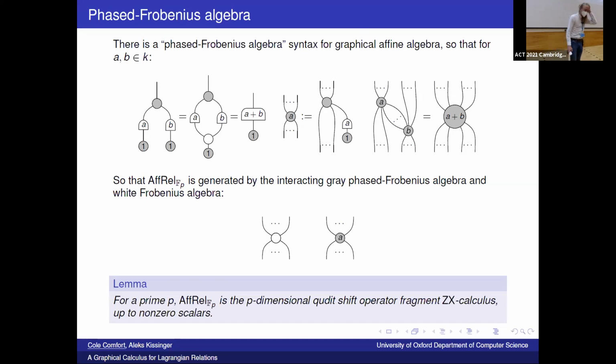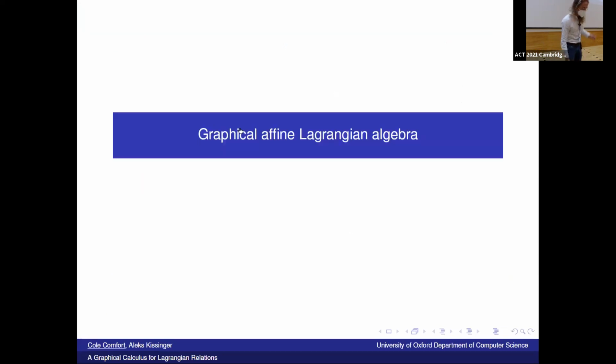And for those of you who are familiar, this is the same as the ZX calculus where you have a NOT gate. In the qubit case, this is the p-dimensional qubit shift operator fragment of the ZX calculus, which is a mouthful. But if you're aware of this thing, hopefully this will motivate it. Okay, so just as before, we combined graphical linear algebra and Lagrangian relations. Now we're going to combine graphical affine algebra and Lagrangian relations to get graphical affine Lagrangian algebra.